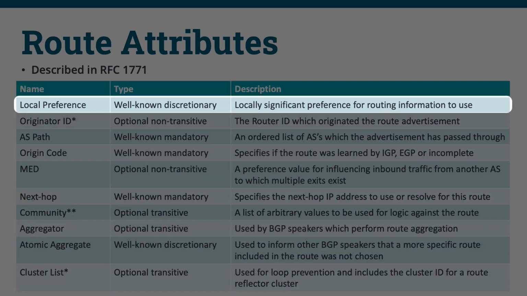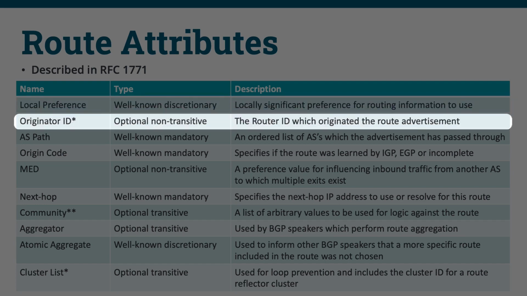The local preference attribute is used to define the preferred path to exit the local autonomous system. This is only exchanged between iBGP peers and is a well-known discretionary attribute, which is non-transitive. If an enterprise is multi-homed to multiple internet service providers, the local preference attribute may be used to influence outbound traffic from the enterprise to the internet providers, to prefer one of the providers over another.